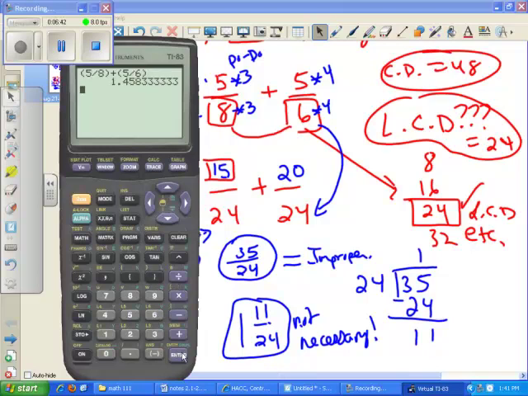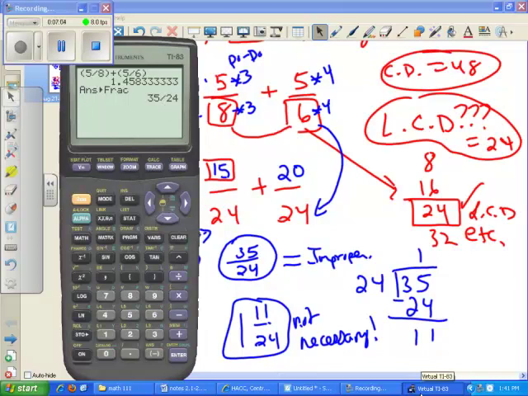Now here's the kicker. Calculator spits out a decimal. You get the calculator to send it back into fraction form for you. So you hit math, it says frac, you just hit enter, and hit enter. 35/24, that's what we got when we did it by hand. If you want to know how to do that on your own calculator, it'll take me like 30 seconds to show you after class. Okay.